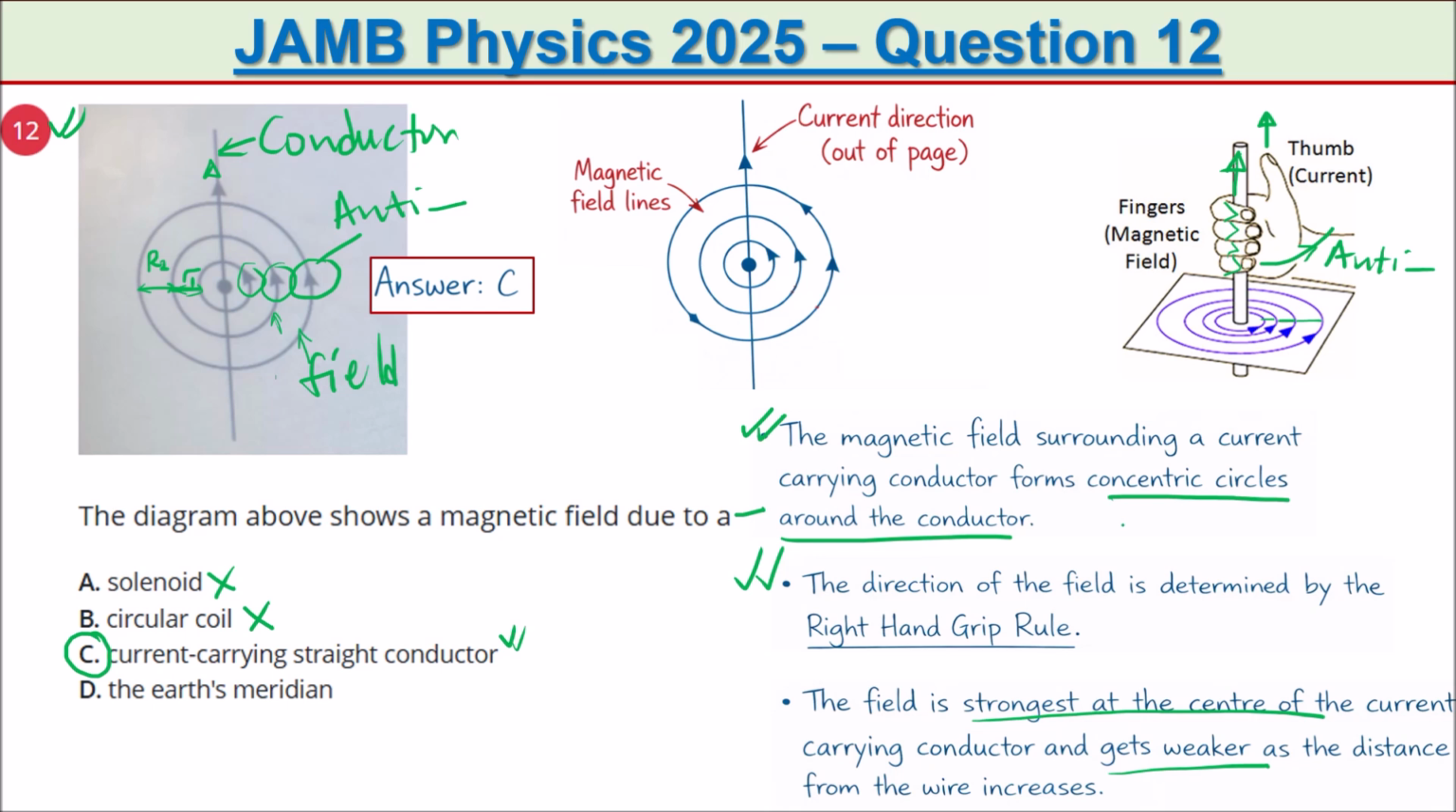The field is stronger where there is a high field density, where there are more field lines per unit area. So we have more field lines inside than outside. So it is getting weaker as we are going out. Consequently, we can ascertain that this is the field line due to a straight wire carrying current out of the page. I hope you have been helped with question number 12.